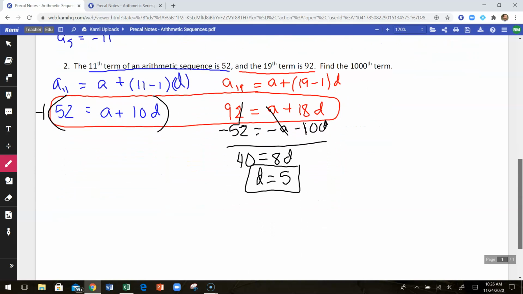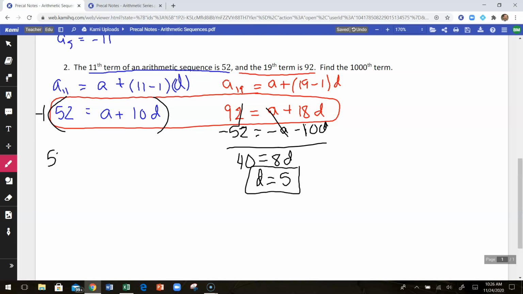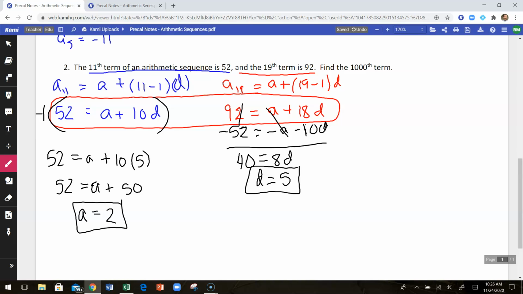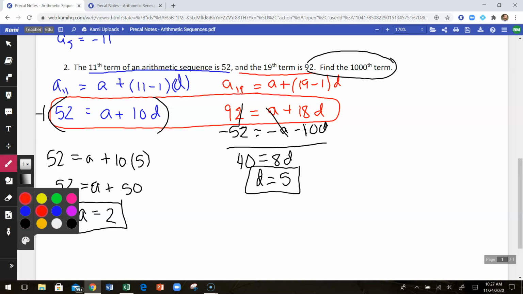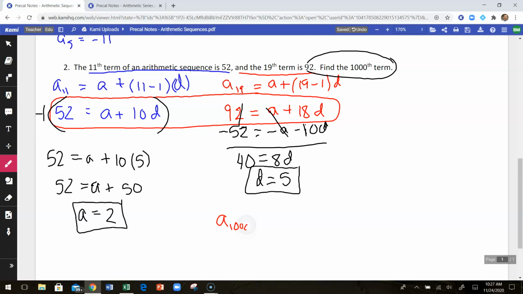Well, now if I know the common difference is 5, I can find the value of a. I'm going to use this first formula that tells me that 52 would be a plus 10 times my common difference, which is 5. So 52 is equal to a plus 50, which means that the value of a has to be 2. Keep in mind what you're trying to find. You're trying to find the 1,000th term, and we haven't done that yet. But now that I know a and d, I can go to the formula. So the formula would be that a 1,000 is going to equal the first term, which is 2, plus n minus 1, which would be 1,000 minus 1, times the common difference, which is 5. And if I work that out, I get a value of 4,997.